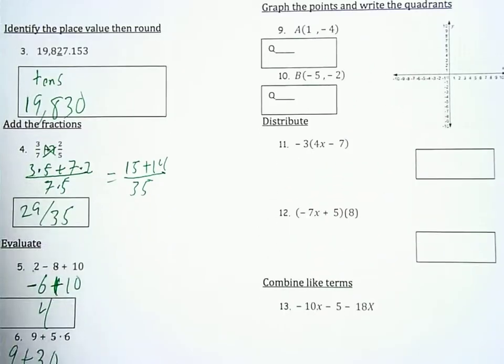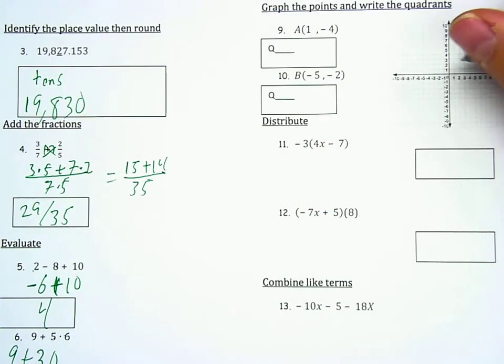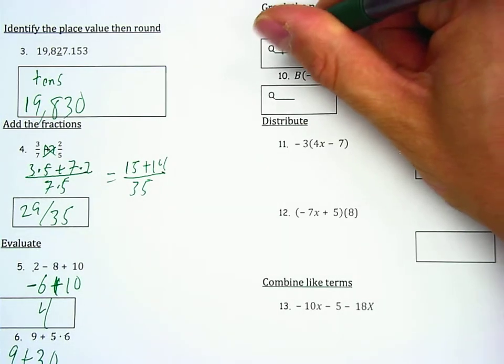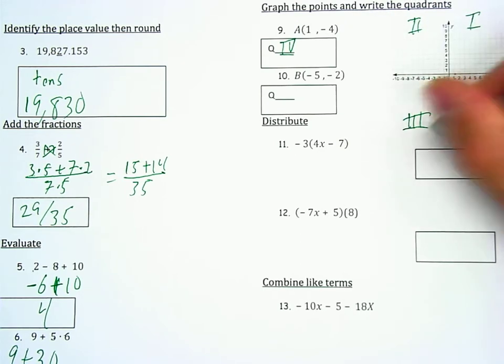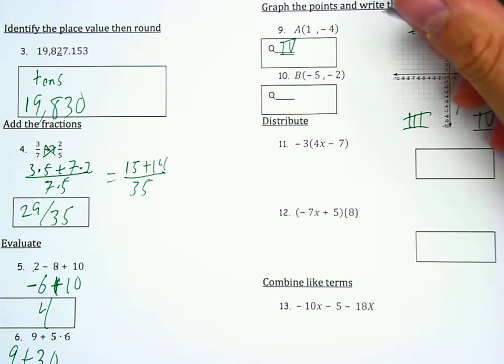Question 9. 1, -4. Right 1, down 4. Now that does look like it's down 3, but it's actually down 4 because of the way the graph is labeled there. I don't get too picky here though on these graphs, as long as it's in approximately the right spot. That's in quadrant 4. Again, the quadrants here go 1, 2, 3, 4.